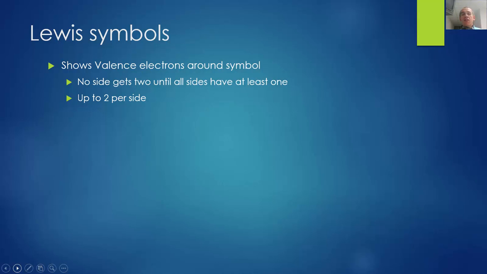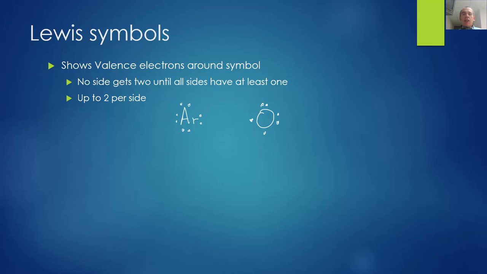Remember, these show us the valence electrons around a symbol, and when we're drawing these, we don't give any side of an atom two dots or two electrons until every side has at least one, and we only put up to two dots per side. So if we pick argon, argon is a noble gas. It's a group 8A element, so it has 8 valence electrons. So it doesn't really matter, we can put all those around. But if we pick something like oxygen, oxygen is a group 6A element. It has 6 valence electrons. So when we go around it, we put one on each side, and then 5 and 6.